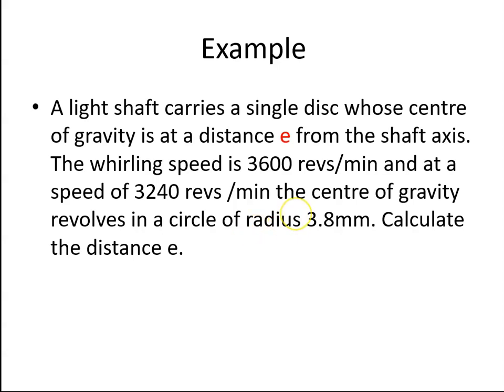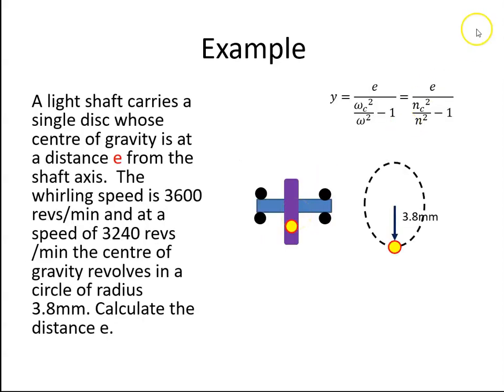Okay, so, right, this is our formula that we use for the deflection. And what have they given us? Well, they've told us that the whirling speed is 3,600 revs per minute, so that's 60 revs per second, and the speed is 3,240 revs per minute, which is 54 revs per second, and the center of gravity revolves in a circle of radius 3.8 millimeters.